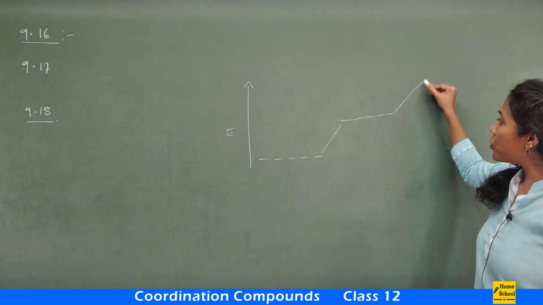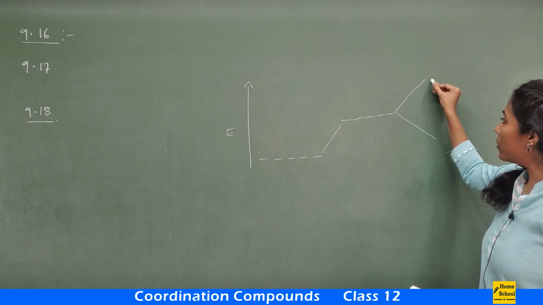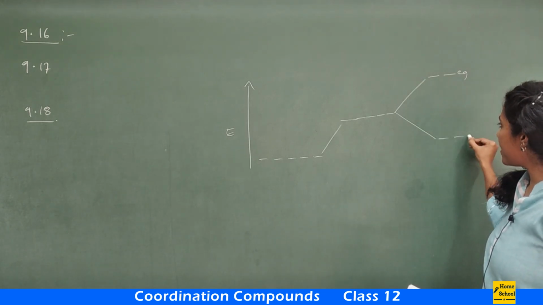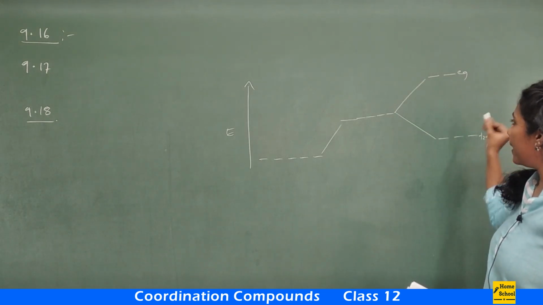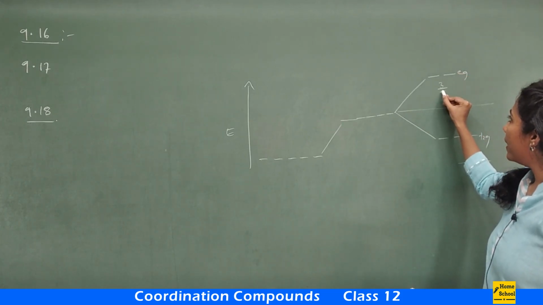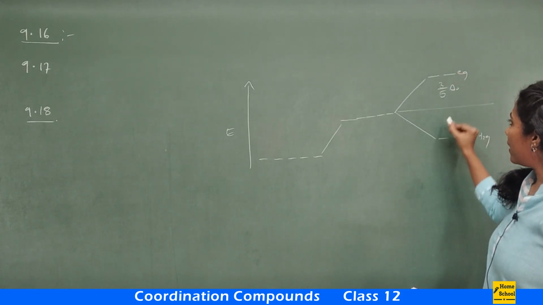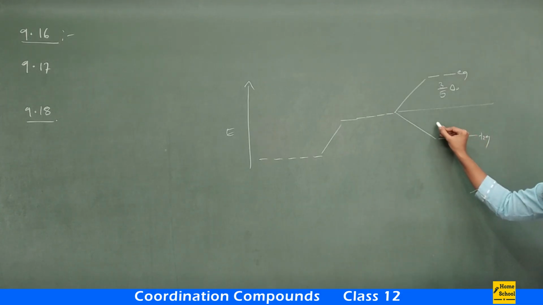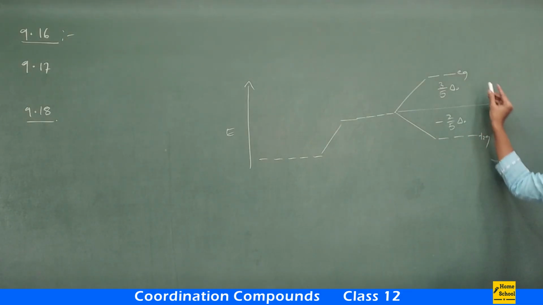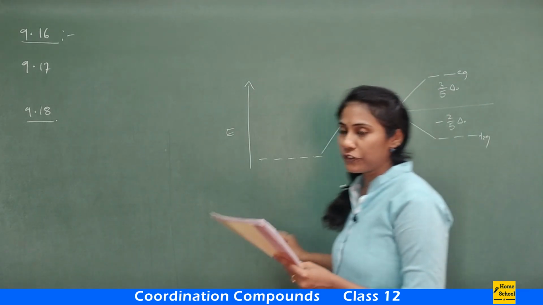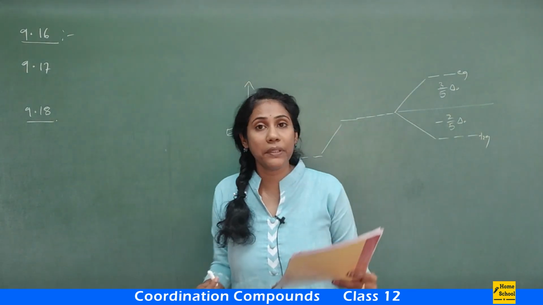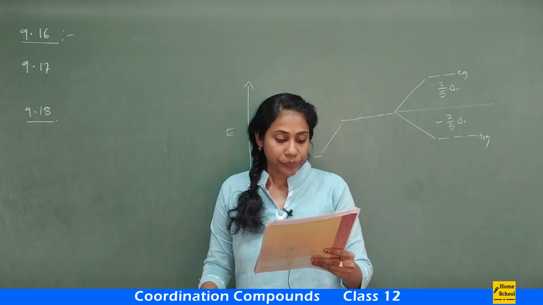When they approach very close, the splitting takes place in this way: this is the EG set and this is the T2G set, and you have to label them nicely. The energy of the EG guys will increase by 3 by 5 of delta naught, and the energy of the T2G guys will decrease by 2 by 5 of delta naught. All of that you have to draw neatly and show. This question can appear for boards.